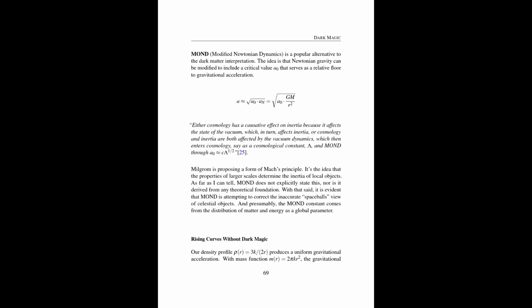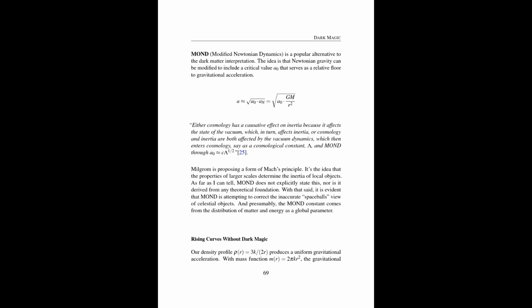In this quote, Milgrom is proposing a form of Mach's principle. It's the idea that the properties of larger scales determine the inertia of local objects. As far as I can tell, MOND does not explicitly state this, nor is it derived from any theoretical foundation. With that said, it is evident that MOND is attempting to correct the inaccurate spherical view of celestial objects. And presumably, the MOND constant comes from the distribution of matter and energy as a global parameter.